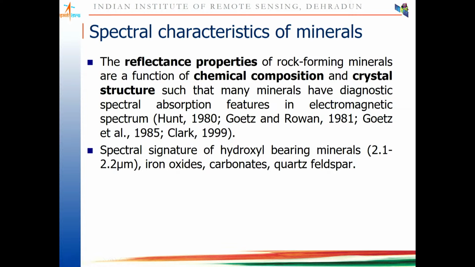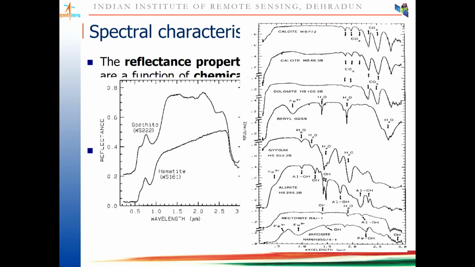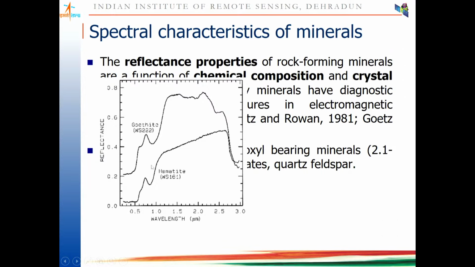If hydroxyl or HOH is present, then at 2.2 also we will get something. If it is because of the presence of HOH, it is at 1.4 and 1.9 also. So, these are the examples. You see, this is for iron minerals like goethite and hematite. If you see them clearly, we have an absorption dip at around 0.9 to 1. For the transition metals generally, these absorption dips we get around 1 micrometer in the VNIR region.